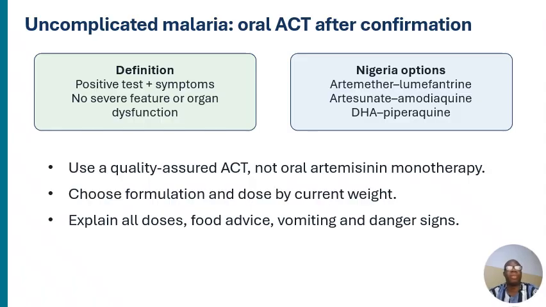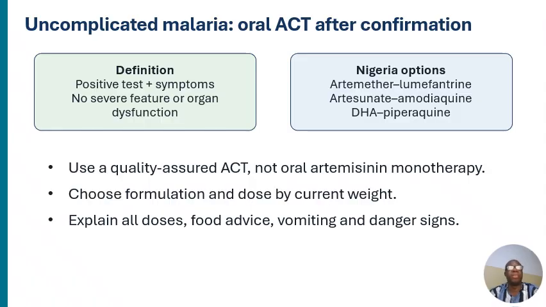Before writing your prescription, obtain the current weight of the child. Explain the full schedule to the mother or caregiver. The importance of completing all doses is also critical. What to do if the child vomits is important information the mother must be aware of, and the danger sign that requires immediate return to the hospital.